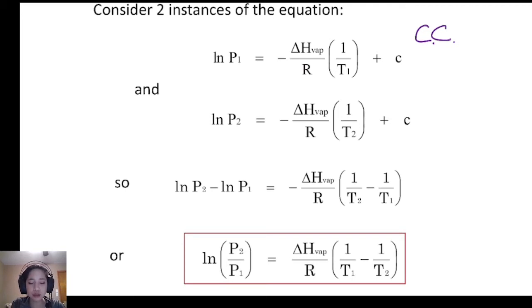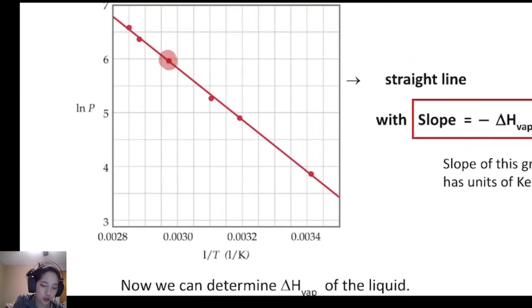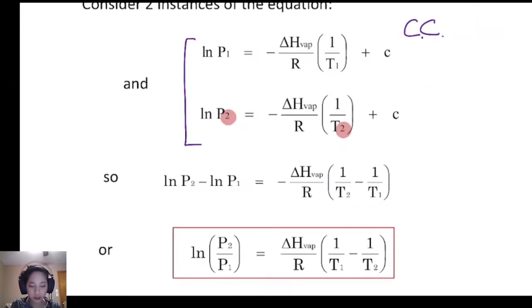So I'm going to set up 2 Clausius-Clapeyron equations. One will be the first data point: the first pressure equals negative delta H vap over R, times 1 over T1, the temperature that corresponds with the first pressure. Then I'll have another iteration of the Clausius-Clapeyron equation where this is now the second data point. So I have 2 pressure-temperature data points. We don't have to make the whole line, we can just do 2 data points, one set versus the second set.